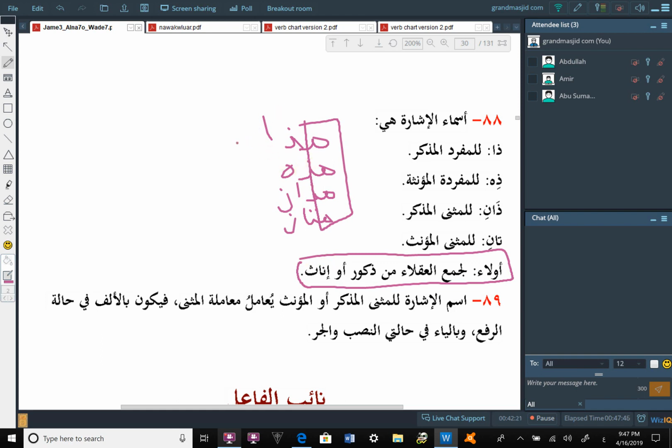We also learned that there are the opposites of this, not necessarily the opposites, but we have ismul ishara lil qarib for something close, wal ismul ishara lil ba'id for something far. So we learned hada is for close. What is for that which is far? What did we learn? The opposite of hada.